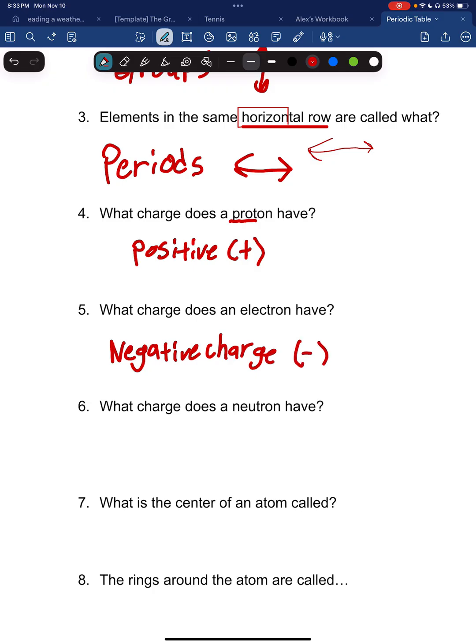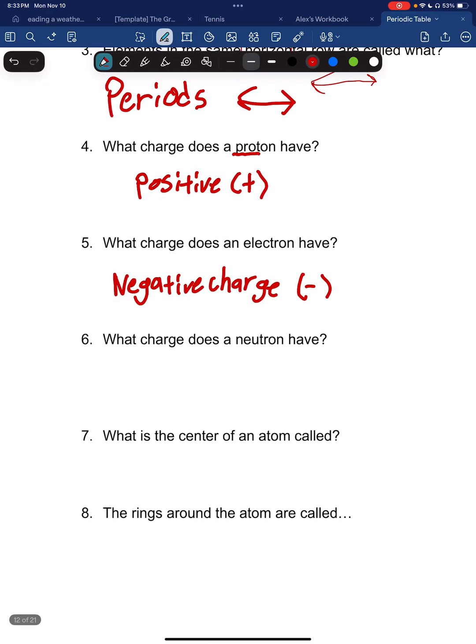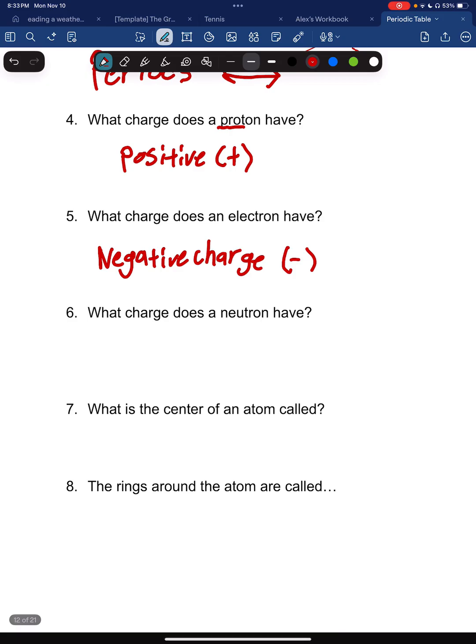Okay, so the minus sign is what we use. All right. So if that has a negative charge, then what charge does a neutron have? Okay, a neutron is going to have a neutral charge. If you're unsure what that means, think of it as if you are ever driving a vehicle or a car. If you give it gas and it's in neutral, the car is just going to rev and it's not going to move. Okay, so neutral is just another way for us to say no charge.